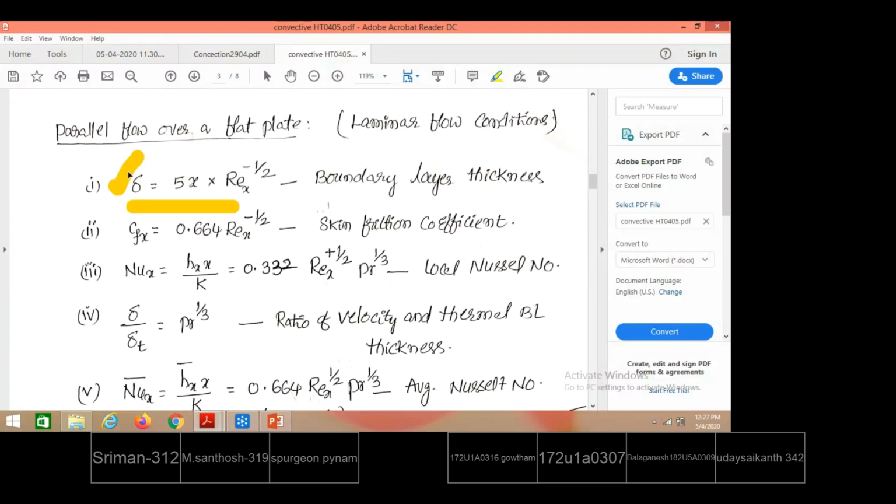What is the skin friction coefficient? Between the fluid layers there is a velocity gradient, so automatically shear stress will be established. Shear stress being established means skin friction will be established.